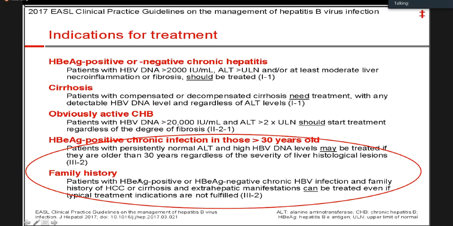If your patient is positive or negative, but with family history of HCC, cirrhosis, or extrahepatic manifestation, does not fulfill the criteria given above for treatment, he can still be treated, although the evidence in favor is weak and the recommendation is also weak. So in these two areas, which are new by EASL, you can choose to treat or follow up. Whatever you do is not wrong, but it is best to stick to the guidelines for most of the physicians who are treating hepatitis B.